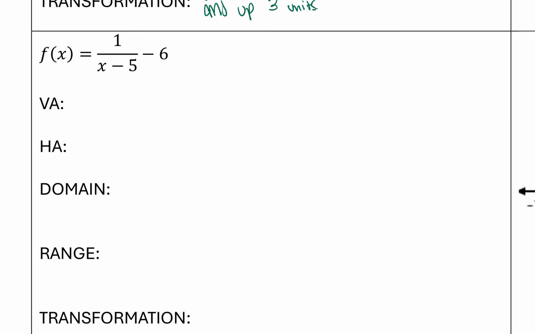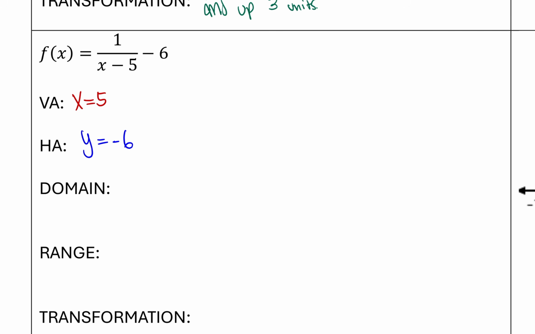We have f of x equals 1 over x minus 5, minus 6. So this is going to give us a vertical asymptote at x is equal to positive 5. We have a horizontal asymptote at y is equal to negative 6. For the domain, we have the following inequality notation: x is less than 5 or x is greater than 5. We also have the interval notation from negative infinity, comma, to positive 5, union from positive 5, comma, to positive infinity.